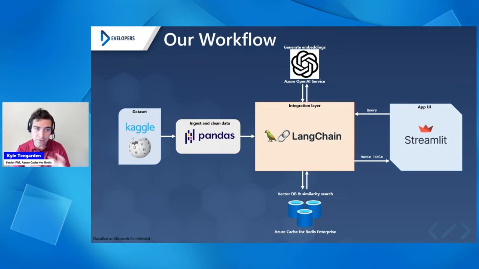And LangChain is going to handle all of that integration, so we don't have to worry too much about what those interfaces look like. And then finally, to make an application that looks pretty, we're going to use Streamlit, which is this great service all in Python to make a really quick and effective UI. All right, and then we're going to put all of this into Azure, as one can imagine, and run it at the very end. All right, so let's get started.